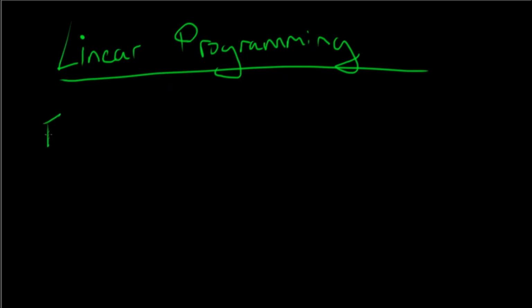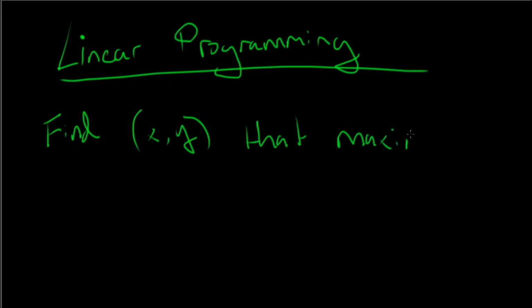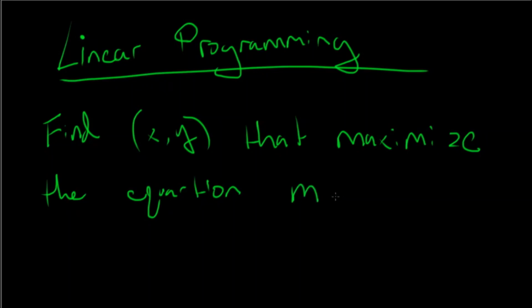I want you guys to find coordinates x, y that maximize the equation, or the value, m equals 4x plus 6y. Alright, I want you to maximize that. Before I continue, I totally realize that this is not how you spell equation. My bad. But think about how to maximize this value m.